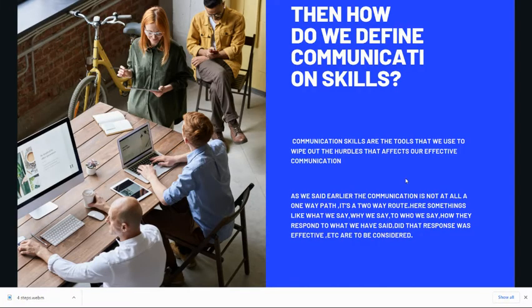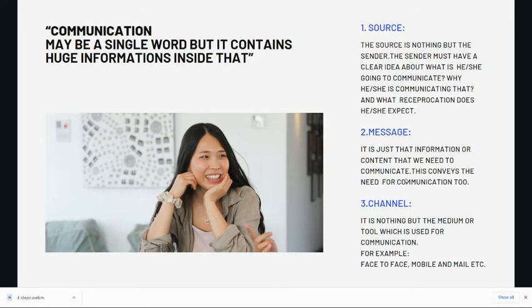Then how do we define communication skills? Communication skills are the tools that we use to wipe out the hurdles that affect our effective communication. As we said earlier, communication is not at all a one-way path. It's a two-way route. Here, what we say, why we say, to whom we say, how they respond to what we have said, and whether that response was effective, etc., are to be considered. Communication may be a single word, but it contains huge information inside it.